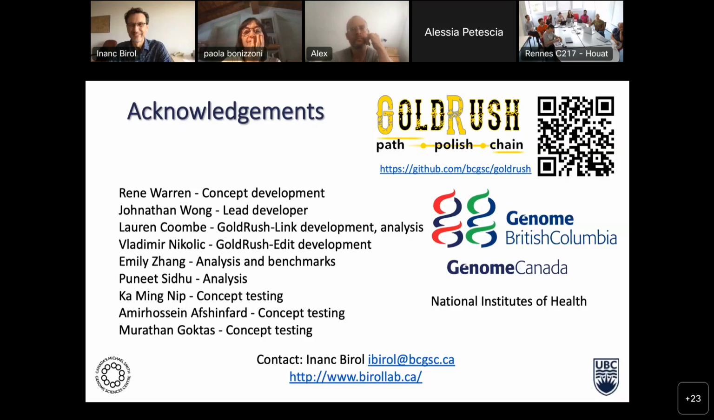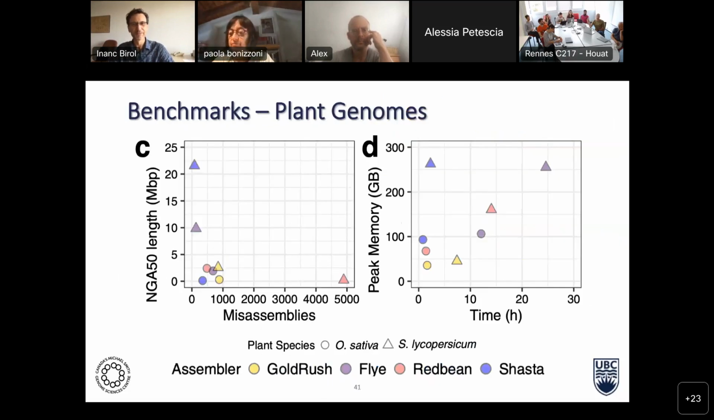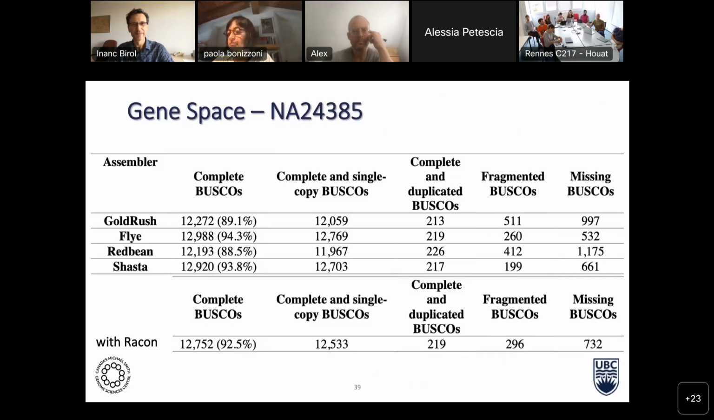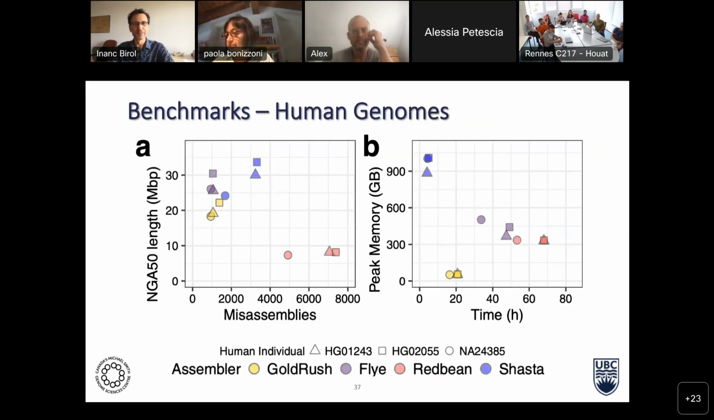I have a small question about running time. If I understood correctly, in your paper, GoldRush is, say, 4 times slower than Shasta on human genomes. Do you know what takes time in the pipeline, and if we could think of some improvements?